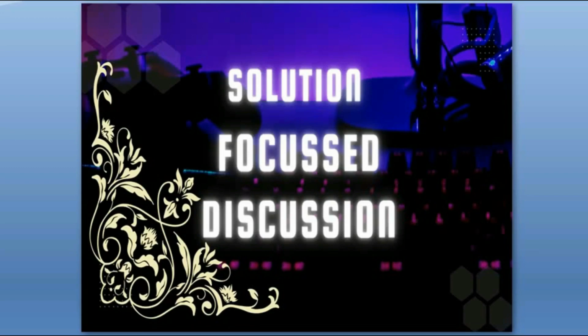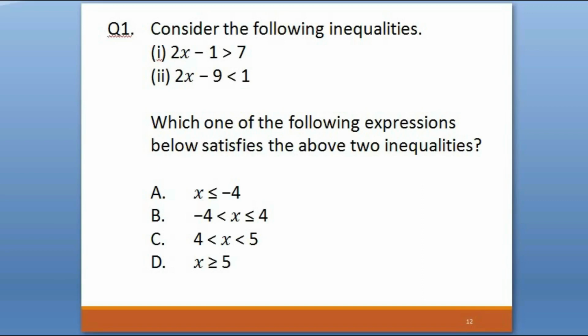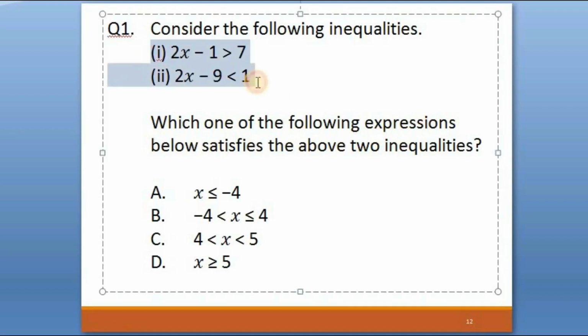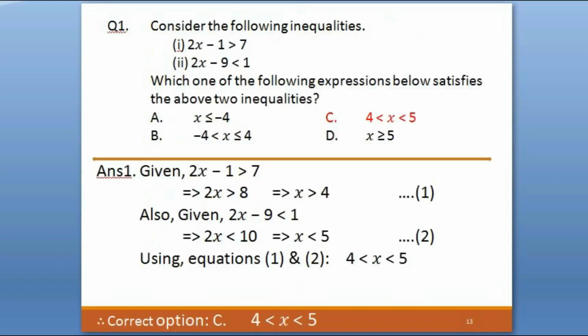Now the first question, as you see on the screen: consider the following inequalities. 2x minus 1 is greater than 7, 2x minus 9 is less than 1. Then we have to find the desired expression which satisfies the above conditions. So I think the question is clear. Now let's go for the solution.